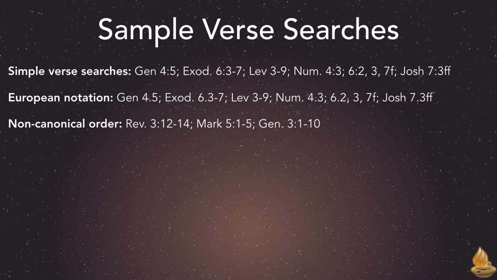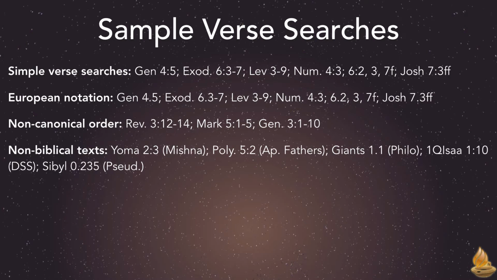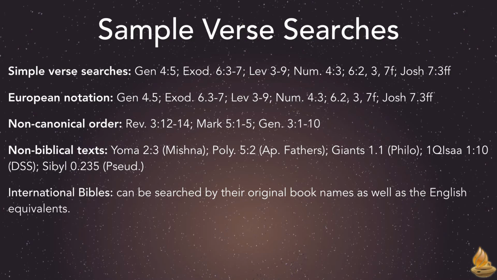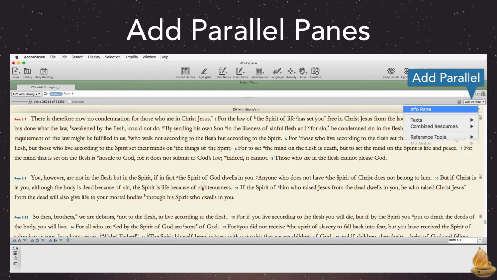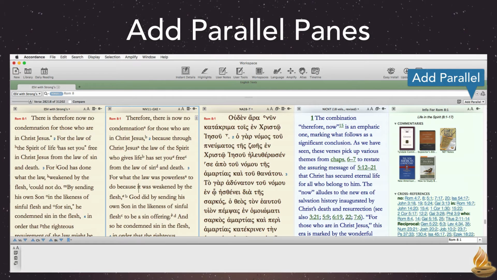Accordance will also find verses from many different non-biblical texts, provided you've selected such a text to search. Finally, international Bibles can be searched by their original book names, as well as the English equivalents. It's often helpful to read a verse in more than one translation, or to see the original language version side by side. We can use Add Parallel to add as many parallel texts and resources as our display allows, including the very helpful Info pane. These panes stay synced with our search text topmost verse. That means we can move through all the results of our verse searches and see the parallels for every single one.